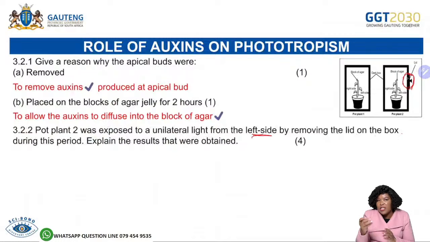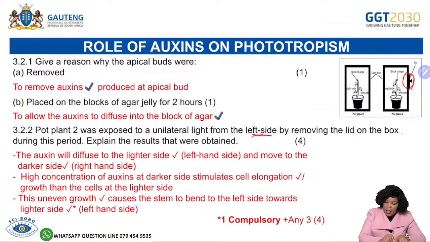Now we have introduced a factor, which is light. So this plant, we want to see how it is going to behave. Explain what would be the results if that happens.